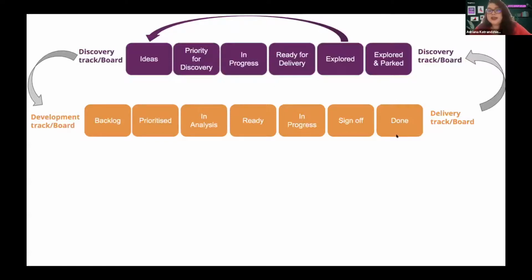And then eventually they get done, which in our case was, they get released to production, and then we get the user feedback, and some of that could feed into the discovery track once again. So there were a few important things that we had to do in order to keep the work going in both tracks at all times.